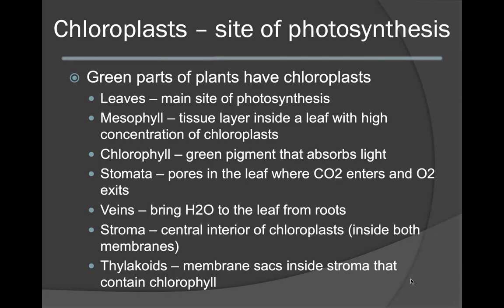The stroma, remember, is considered to be the interior chamber of the chloroplast. This chamber is inside both of the membranes. So the outer membrane encloses the chloroplast. This is followed by the intermembrane space and the inner membrane. Within the inner membrane, you will have the stroma. The stroma will also contain the thylakoids. The thylakoids are the membrane-bound sacs inside of the stroma, and this is where the chlorophyll pigments are housed.